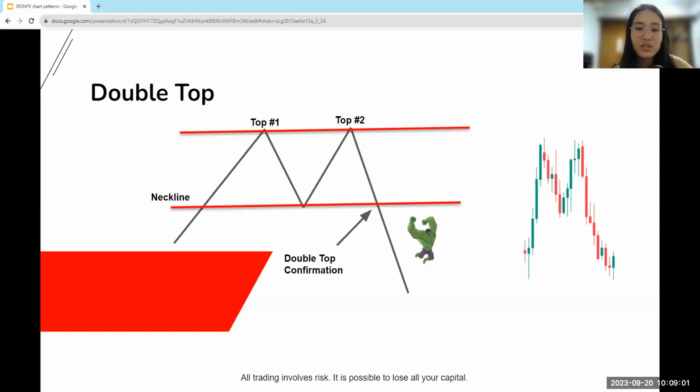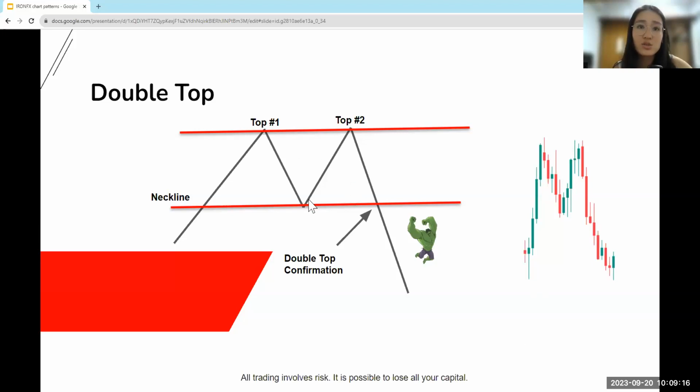So the line running through the tops is the resistance line, which should be nearly horizontal, and the pattern forms an M shape and is considered a bearish reversal chart pattern. So the pullback between the two highs should be moderate.